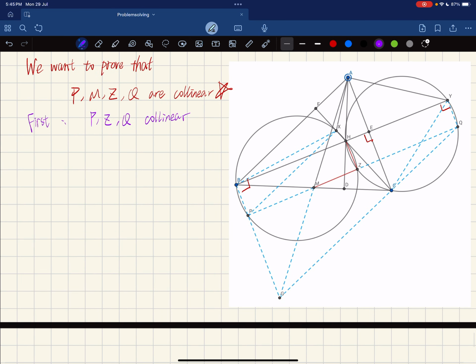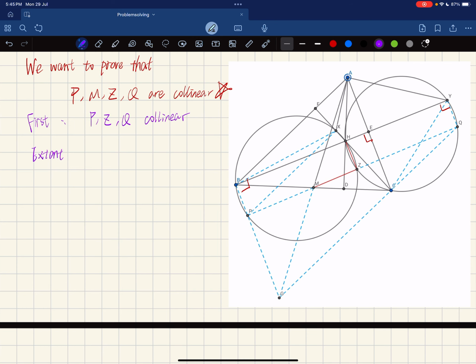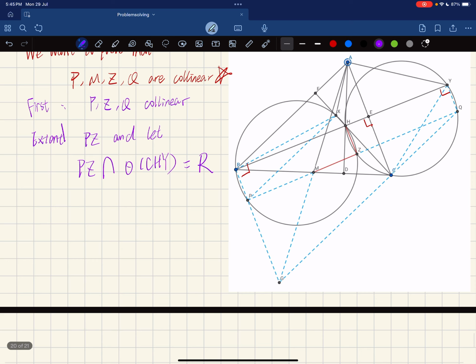We can use a method. That is, extend PZ and let PZ intersect the circle CHY at the point Q, or not Q, it is the point R. So after having this point R, what can we have?